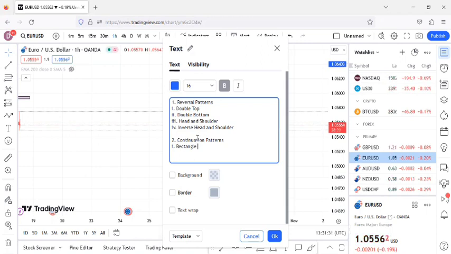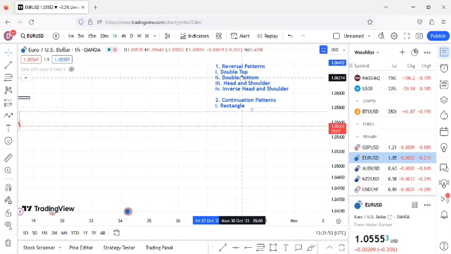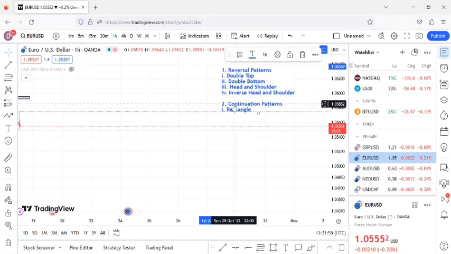But the major patterns that I use and that you need to understand the market, if you're able to understand these patterns listed here, is going to do a lot for you in the market. Reversal patterns: double top, double bottom, head and shoulder, inverse head and shoulder, and continuation pattern: rectangle. So now, how do you leverage on this? How do you make use of these patterns?